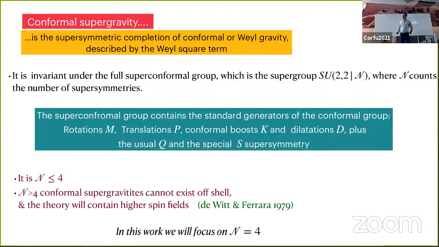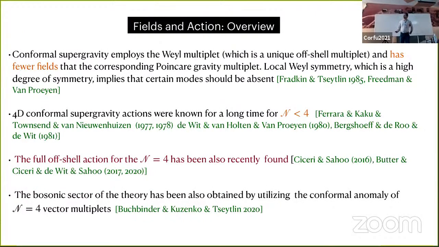An important remark is that N has to be less than or equal to 4. Otherwise, conformal supergravities cannot exist off-shell, and the theory will contain higher spin fields. This is a result from De Wit and Ferrara from 1979. So in this work, I will focus on the N equals 4 conformal supergravity, and I will explain why in the following slides. Now let's say a few words about the fields of conformal supergravity. Notice that in conformal supergravity, we have fewer fields than the corresponding conformal gravity multiplet, and this is due to the high degree of symmetry, which implies that certain modes should be absent.